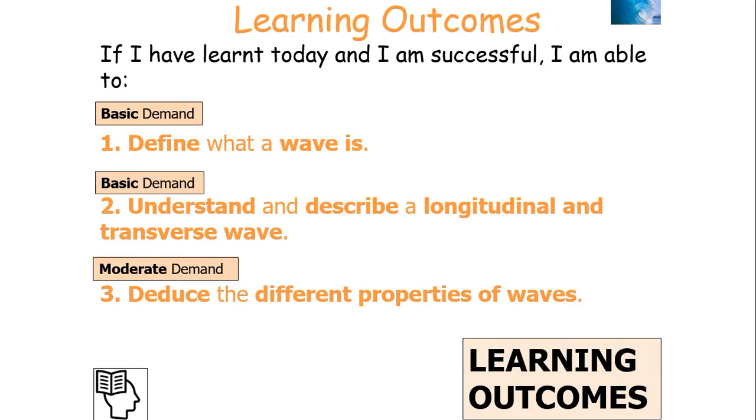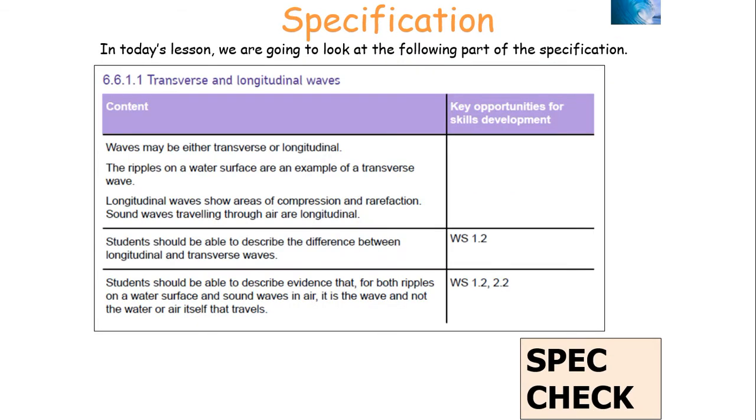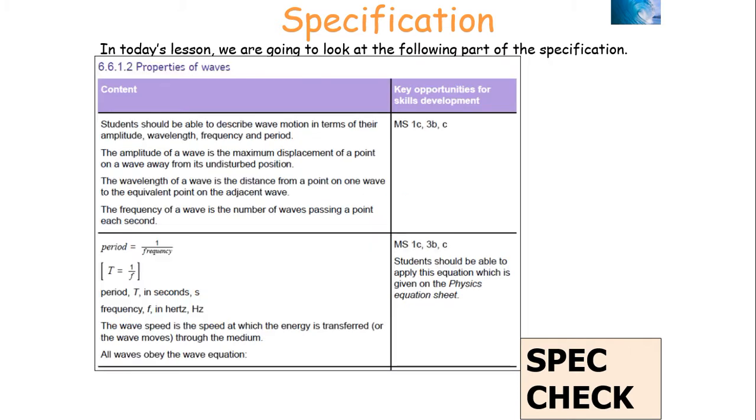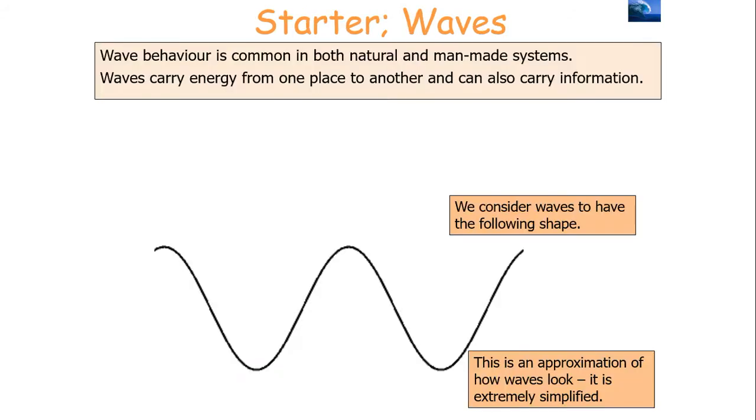If we're successful in today's lesson, we can define what a wave is, understand and describe a longitudinal and a transverse wave, and deduce the different properties of waves. This falls into the following part of the AQA GCSE Combined Science Specification: 6.6.11 transverse and longitudinal waves, 6.6.12 properties of waves. Now, wave behavior is common in both natural and man-made systems.